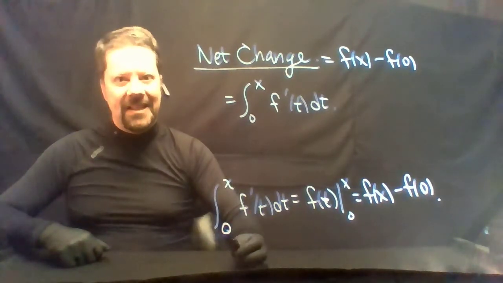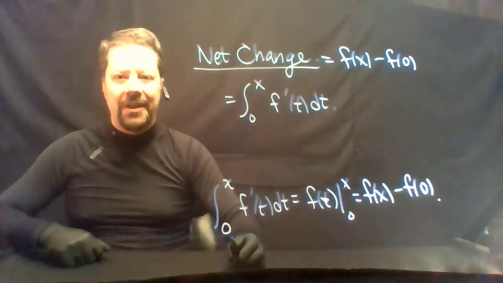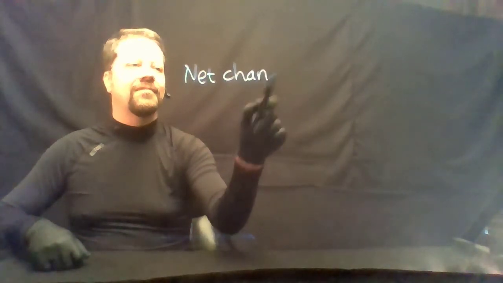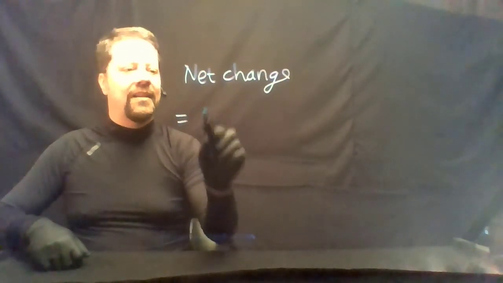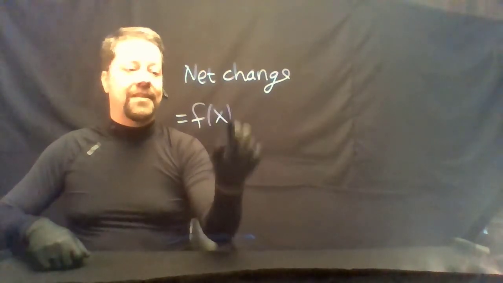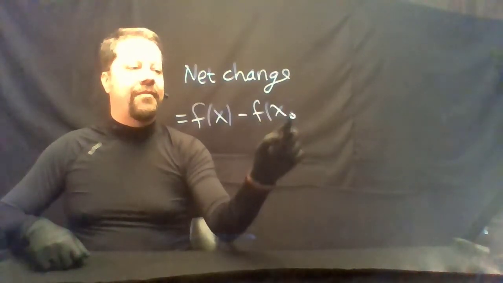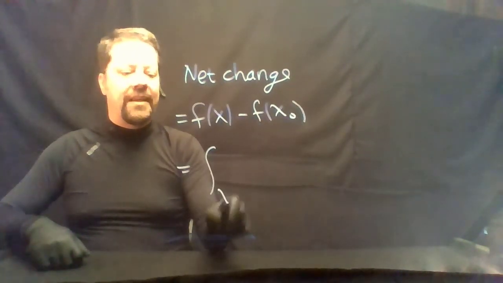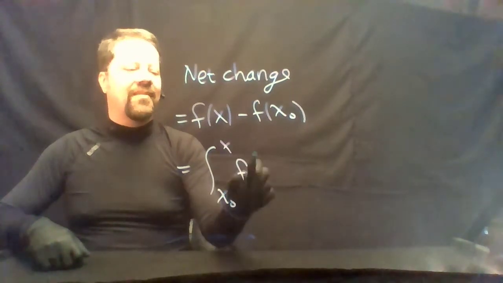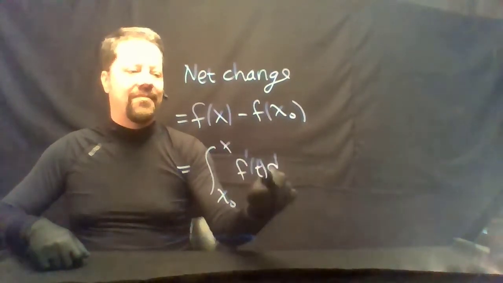Now, technically, we don't have to use 0 here to get net change. In fact, net change is defined more generally as f of x minus f of x naught, which will be the integral from x naught to x of f prime of t dt.